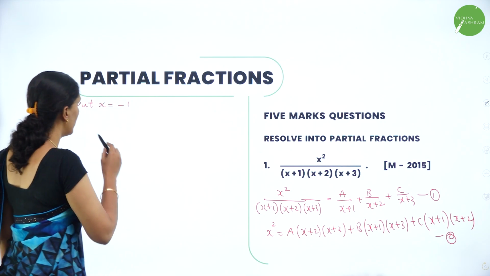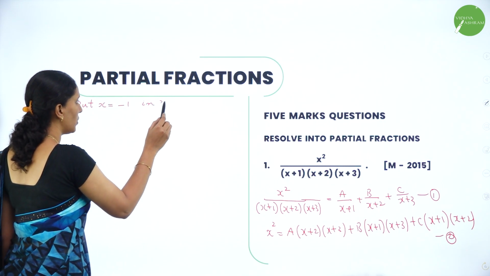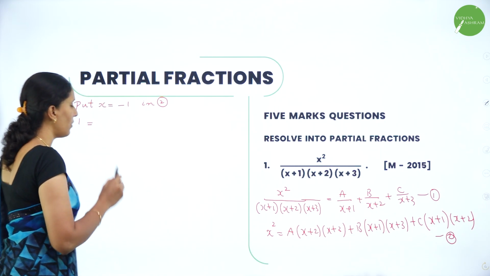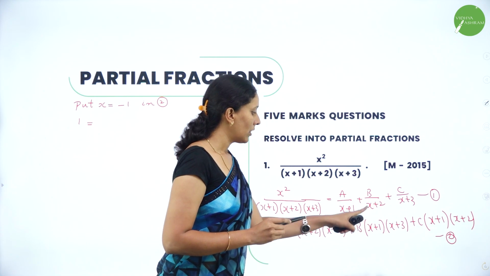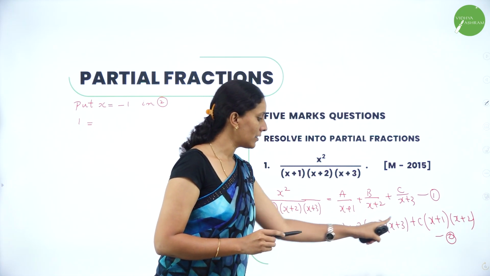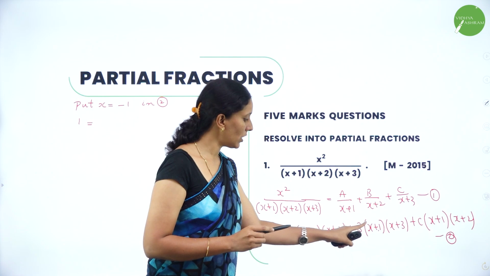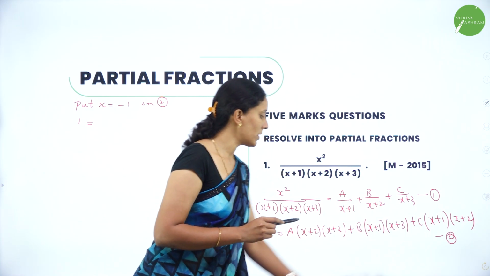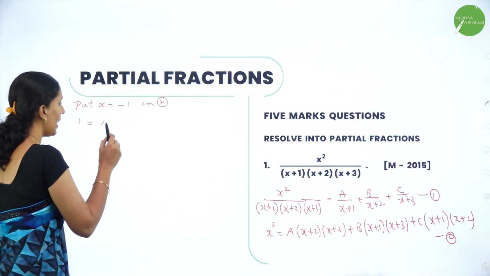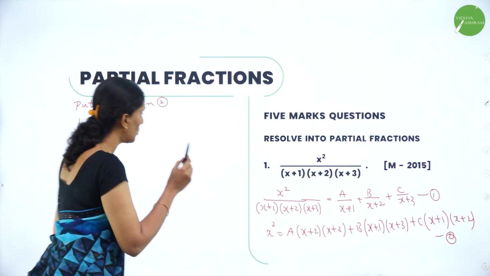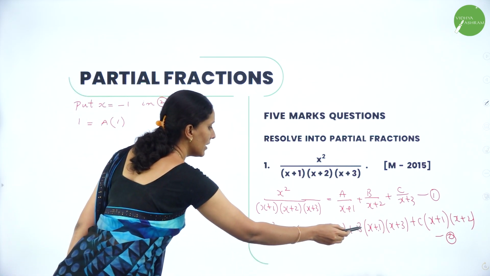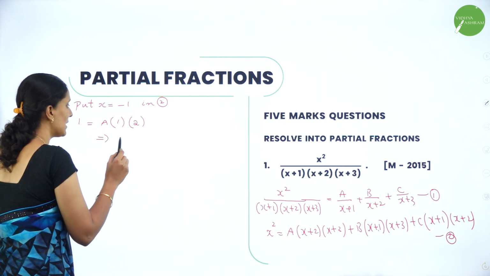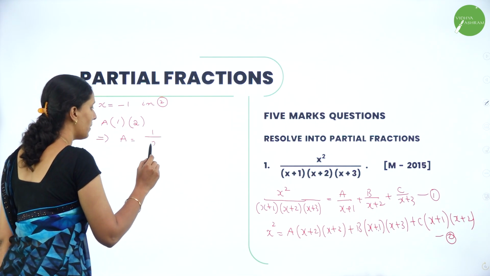Now substitute x is equal to minus 1 in equation 2. Then minus 1 whole square is 1. And wherever you put minus 1 here, the term becomes 0 for B and C, because minus 1 plus 1 becomes 0, so the whole term is 0. Here also minus 1 plus 1 is 0, the whole term is 0. So we only get A times (minus 1 plus 2), which is 1, and (minus 1 plus 3), which is 2. So this implies A is equal to 1 divided by 2.